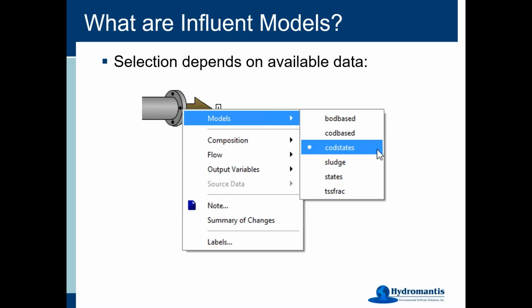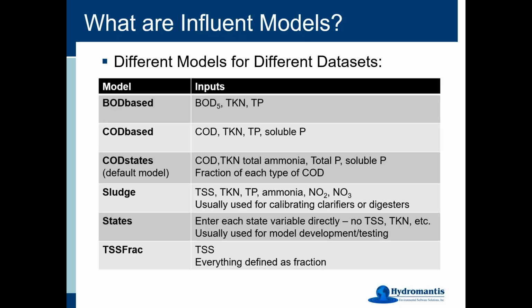So you'll notice that we have several of them. And so here's a little table that describes what they are. The point of having different ones is that we want to be able to give you options to start from different types of data. So you may have BOD data and TKN and total phosphorus, for example, or you may have COD data and some other information.